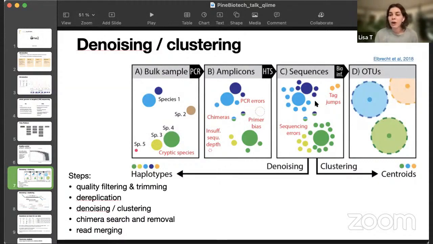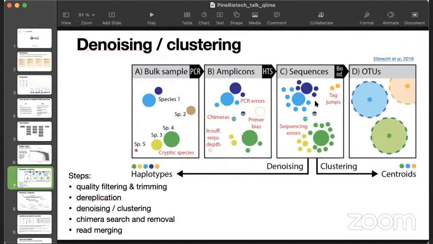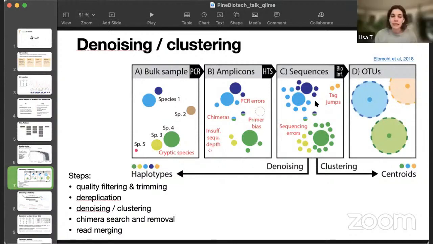Well, there are a few problems with this approach. And first is that not all the species are 97% similar. Some are a lot more similar. And researchers came up with another approach, denoising, which was taking into account different models of errors and sequencing quality calls to try and correct the errors, the mistakes, and end up with haplotypes. But these haplotypes are 100% similar.